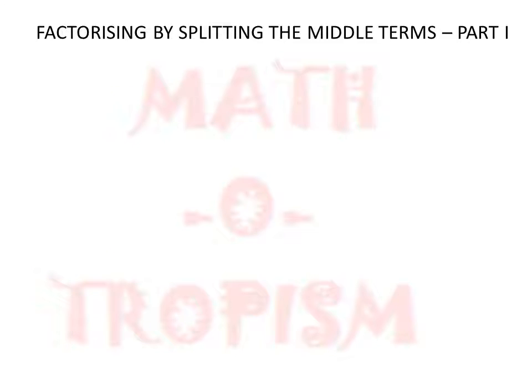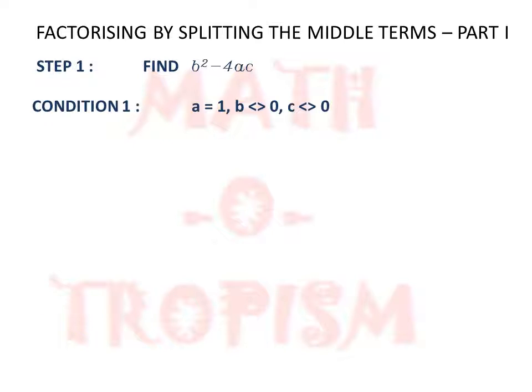So the first step which we will be doing is we will be finding b square minus 4ac. Here I have considered b is not equal to 0, c is not equal to 0, which means that there will be compulsorily 3 terms in the given question. So it will be of the form x square plus bx plus c.